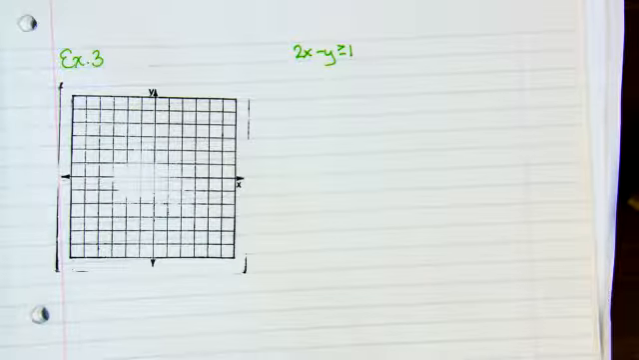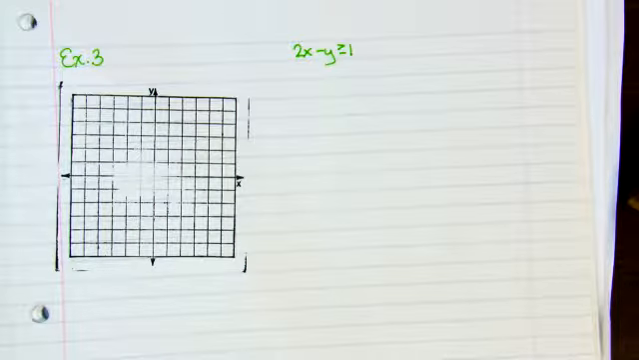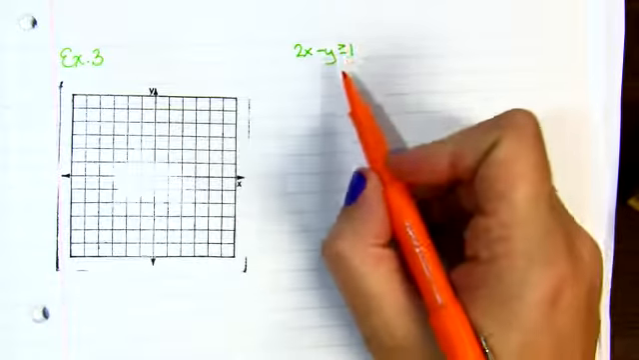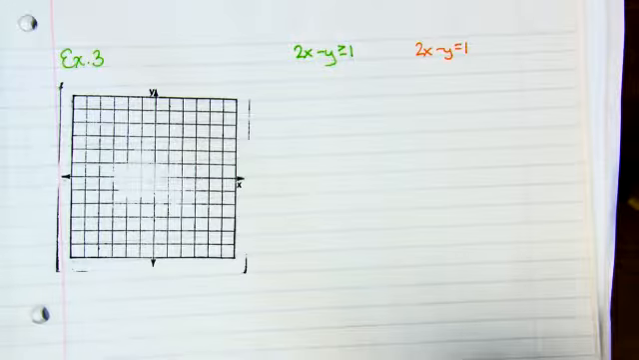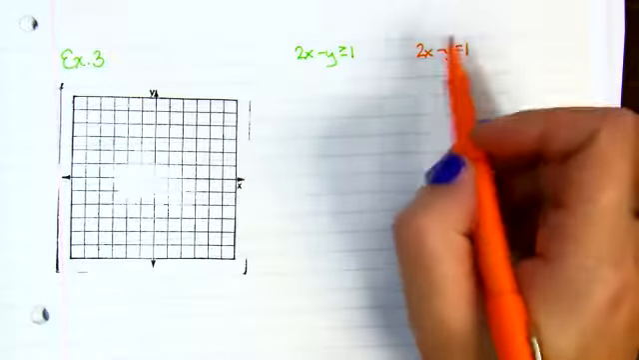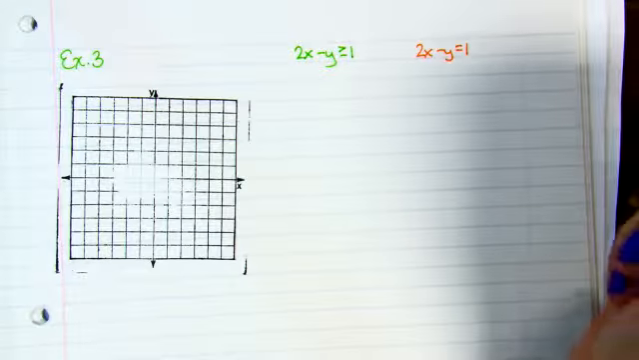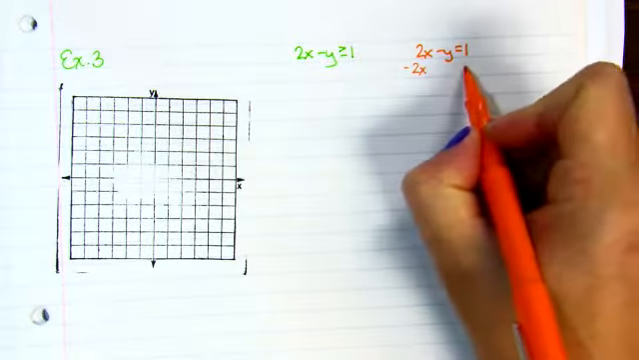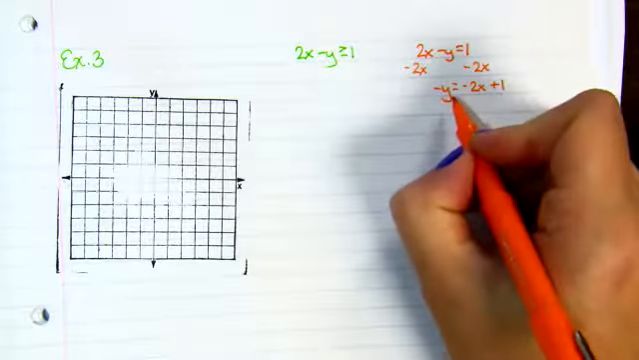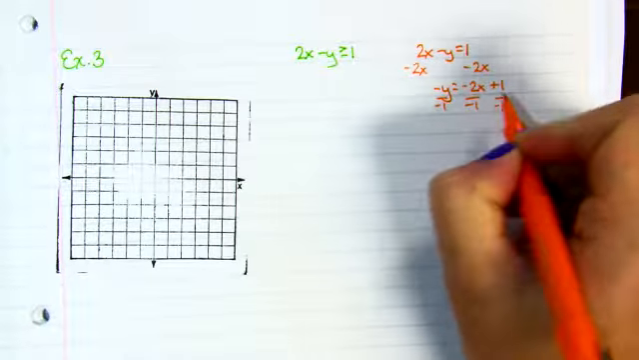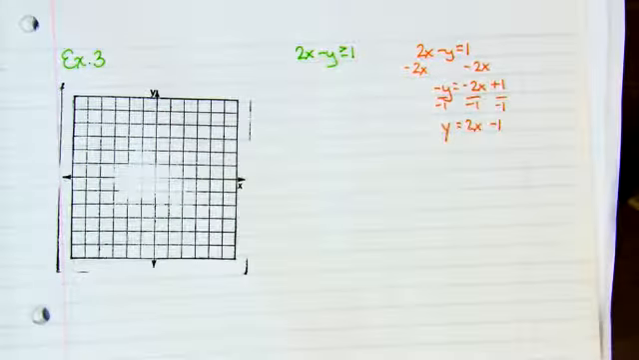For my next example, I want to graph 2x minus y is greater than or equal to 1. So I'm going to think about the line 2x minus y equals 1, and figure out what I would do to graph this line. I would subtract 2x from each side, so I get negative y equals negative 2x plus 1, and then divide everything by negative 1 to make it positive y. So y equals a positive 2x minus 1.